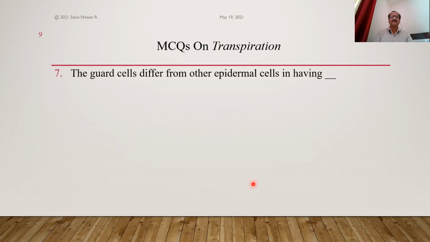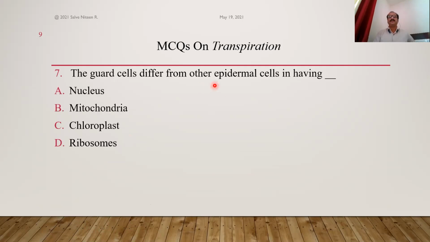Next, the guard cells differ from other epidermal cells in having. Guard cells are just like epidermal cells, but they are modified and specialized. They are living cells, and apart from all the organelles, they have chloroplasts, and that's why they can photosynthesize. C is the right answer.